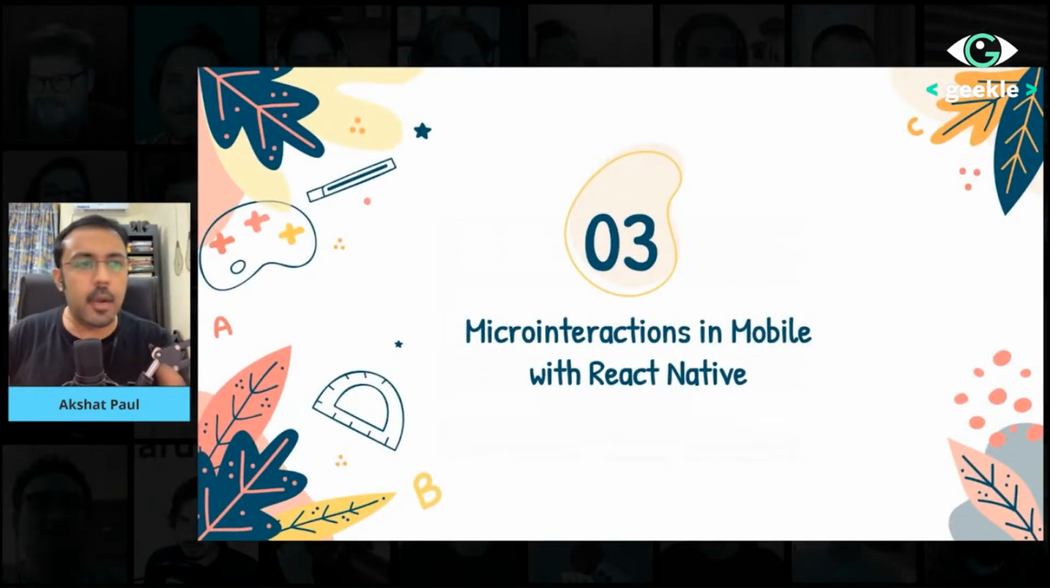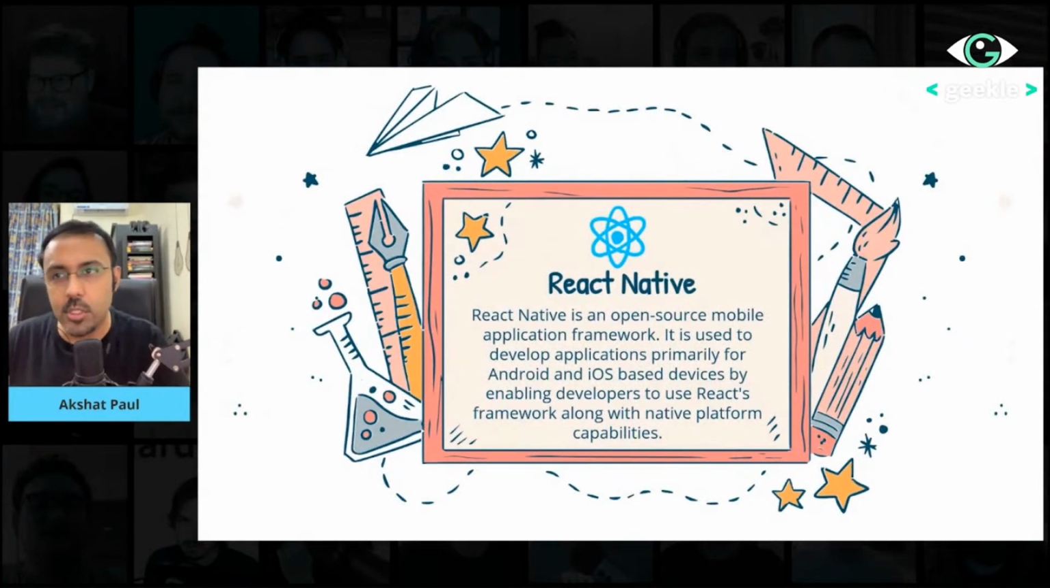Let's look at the third part of our presentation, which is micro interaction in mobile with React Native. Since I'm sure most of you know what React Native is, since we are sitting in React.js case study festival, but still, if any of you have no idea, React Native is an open source mobile application framework. It is used to develop applications primarily for Android and iOS based devices. Of course, there is support for Windows and other form factors too, like tvOS, etc. By helping developers to use the React framework along with native platform capabilities.